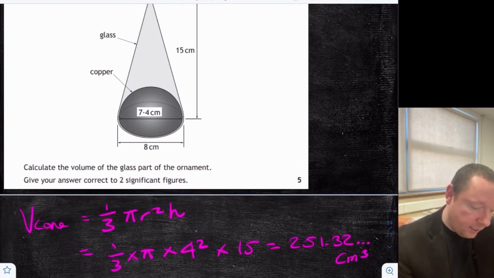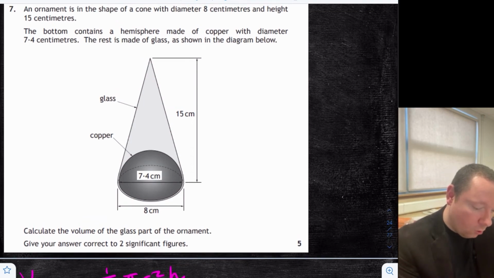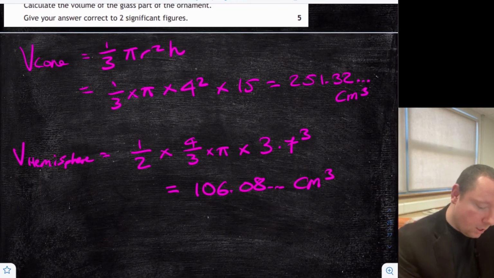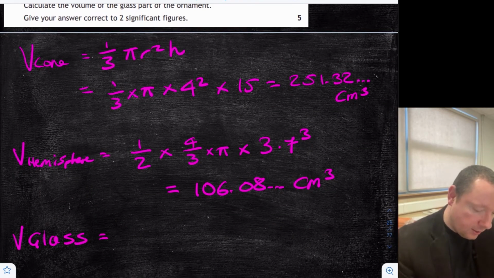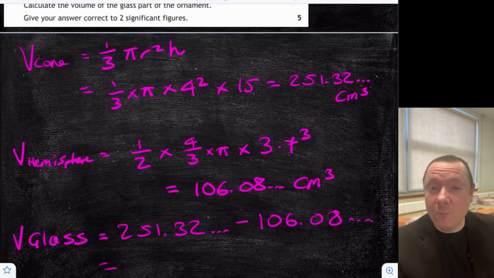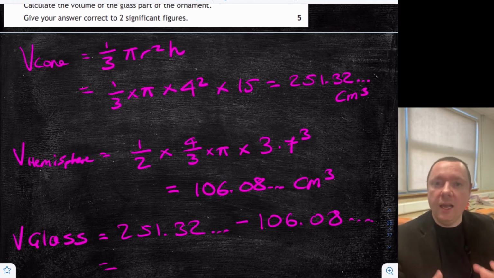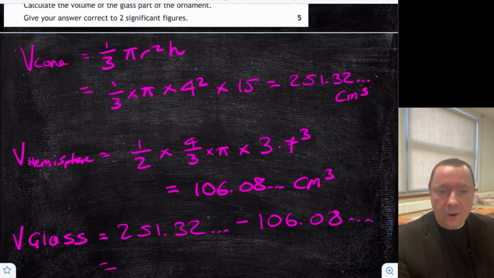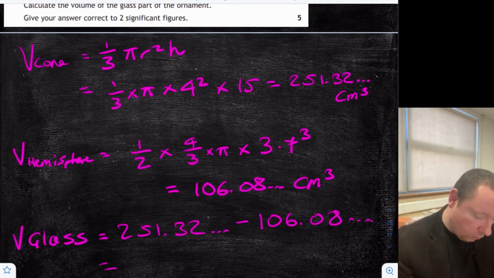We've got two answers. Now we need to remember it's a takeaway. We're doing the whole cone minus the hemisphere. So the volume of our glass part, I suppose we could say, because it is about the glass, is 251.32 with a bunch of numbers minus 106.08. Now when I say a bunch of numbers, I'm just taking the numbers in my calculator minus the numbers in my calculator. I'm not rounding at this point. That's what the ... signifies. So we get a mark for doing take away, and we get 145.24.